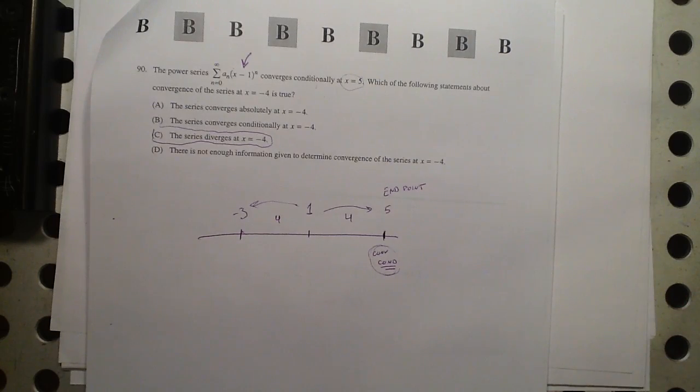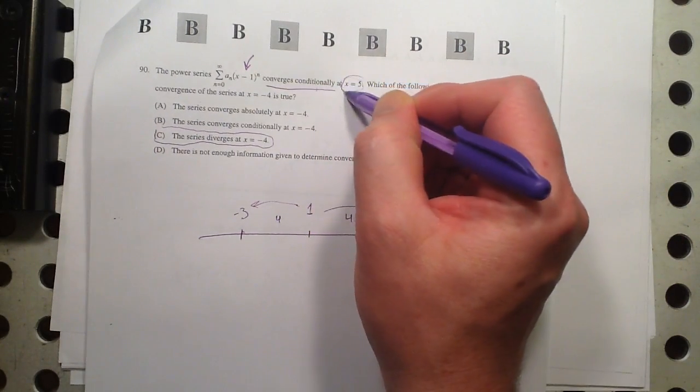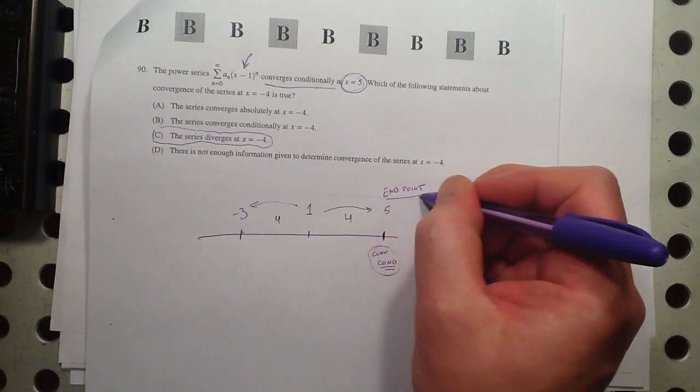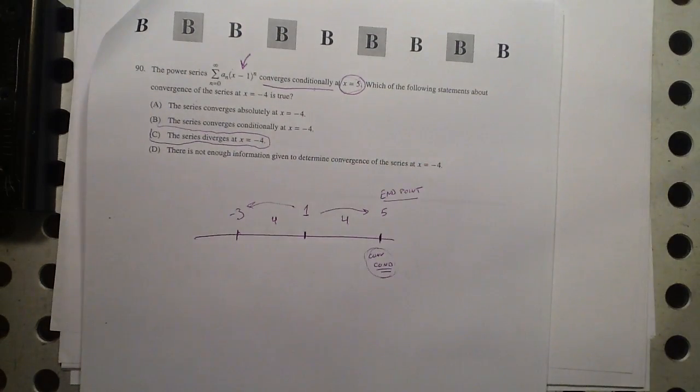So that's a little bit tricky there, I think, to realize that this converging conditionally at x equals 5 is telling us that that's an endpoint, and then that 1 is the center of the interval. Tricky. All right, there we go.